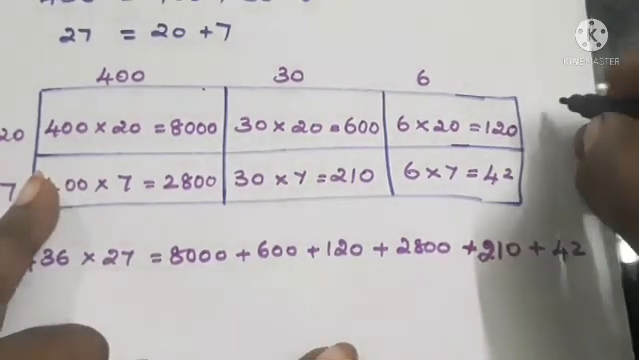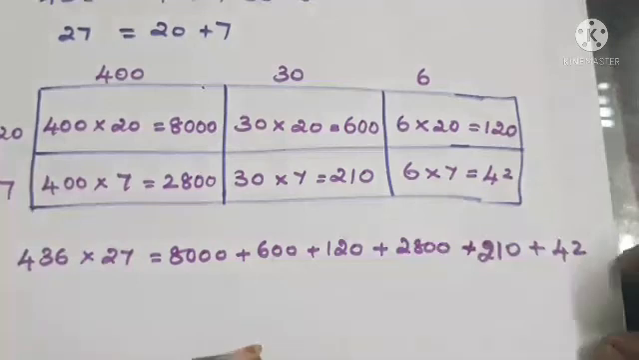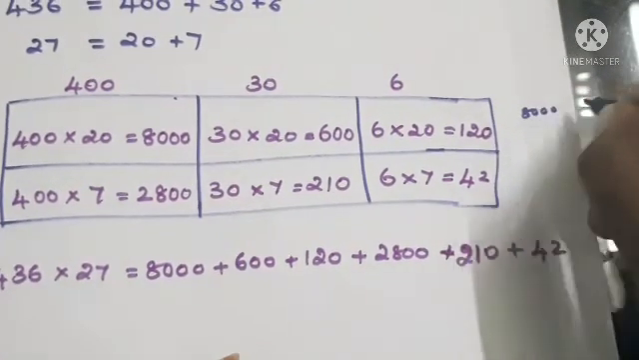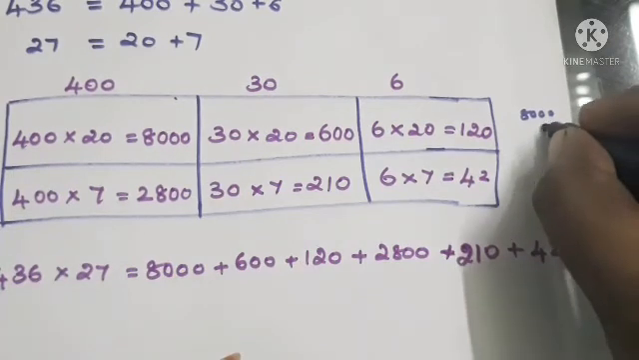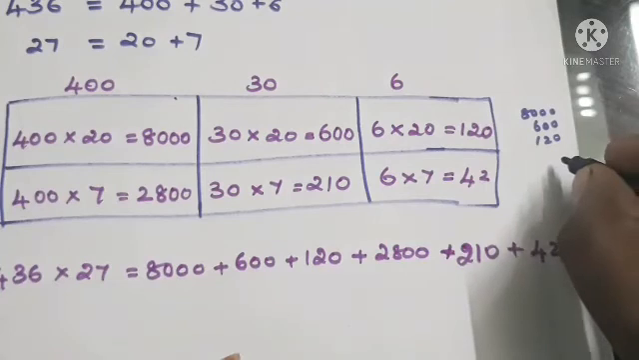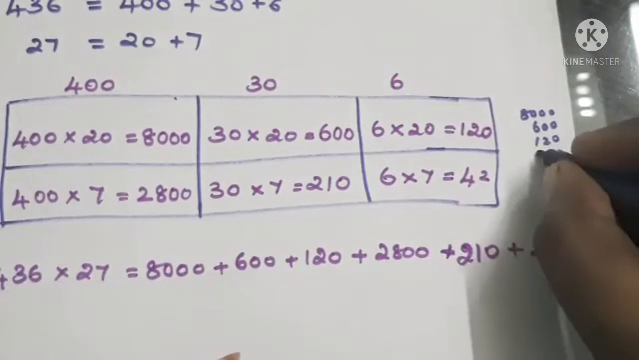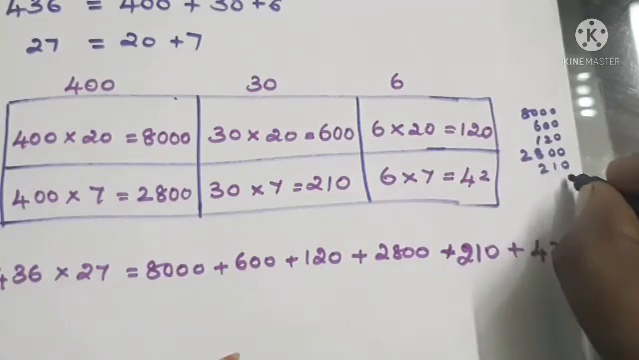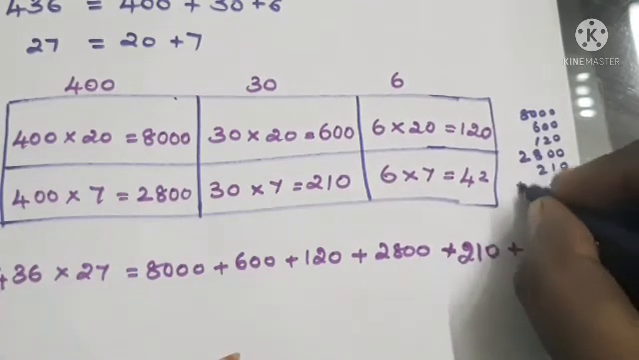So here I am going to add. If you have place values here, you can add it. So the first number is what? 8,000. The second one is 600. Next 210. Next one we have 2,800. Next 120. Then 42. We have to add everything.